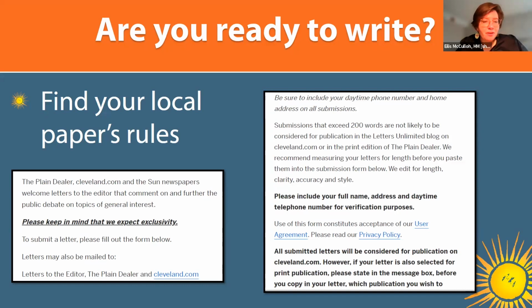In this paper, you can see where it needs to be mailed or submitted, what you need to include, your phone number, your address. It shows you the word count. Here it's 250 words. On average, we see that it's around 250 words. And most importantly, they expect exclusivity. That means that you can't submit the same letter to the editor to multiple papers. And then it tells you about how all submitted letters will be considered for publication.